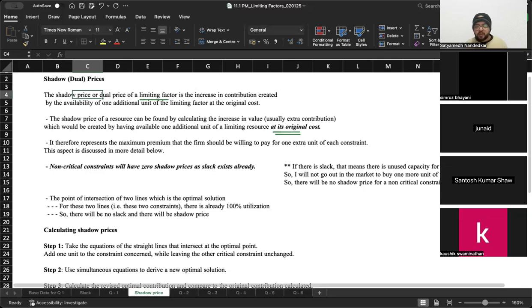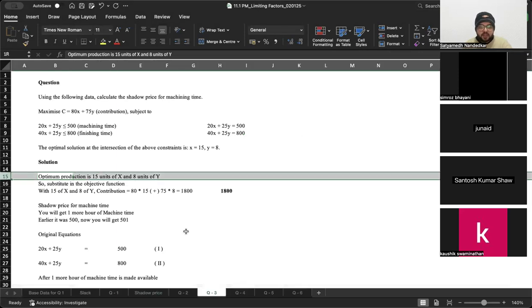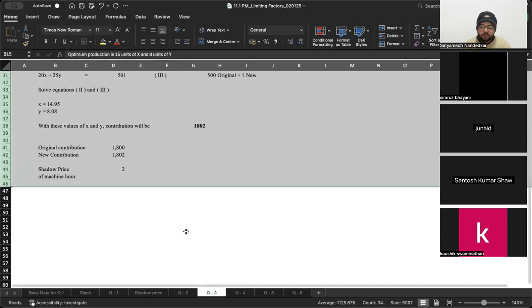Any questions on this front so far? If you have questions, of course, you can put it in the chat box for me to go. Otherwise, we'll start with the next question.